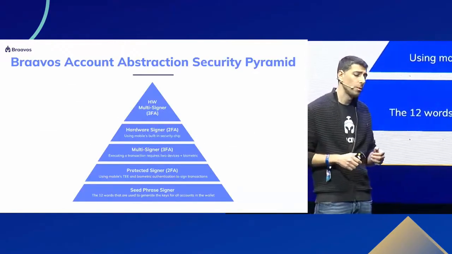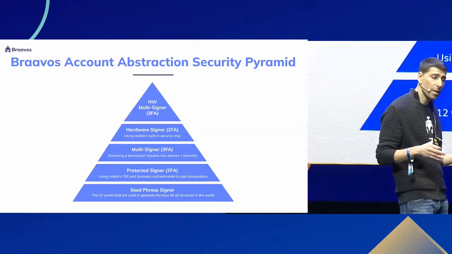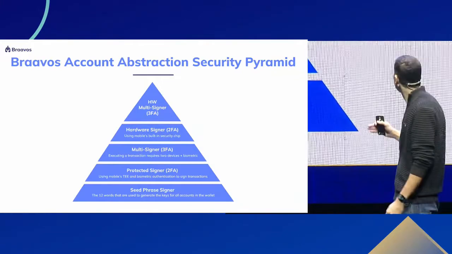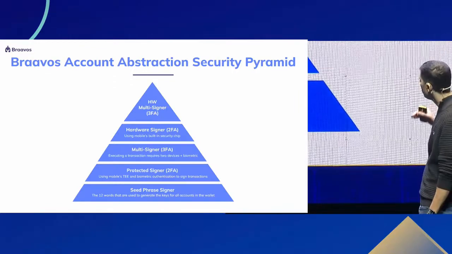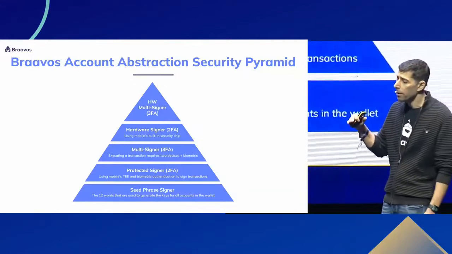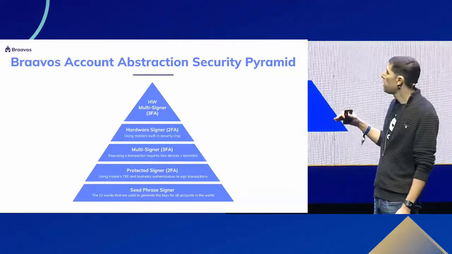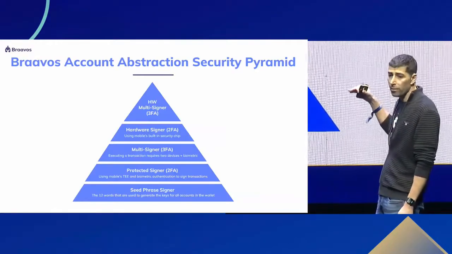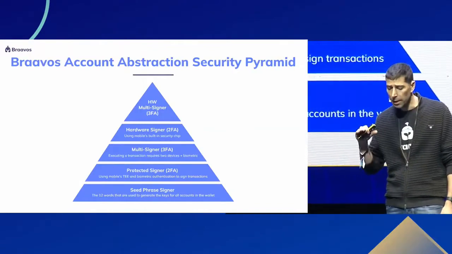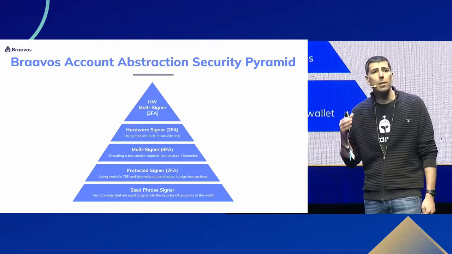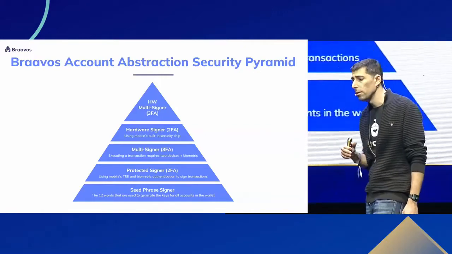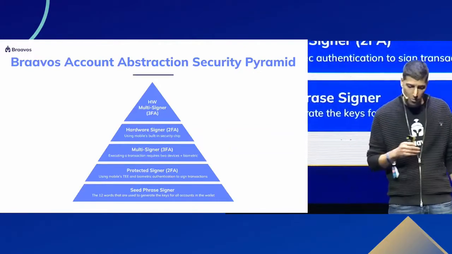And then that brings me to what we call at Braavos the account abstraction security pyramid. So if you see here, we have a security hierarchy. You can think of that as security measures that a user can decide to opt into. And as we go up the pyramid, the security becomes stronger and stronger. So at the most basic level, we have what we call the seed phrase signer. This is a key that is derived from the seed phrase. It's the notorious 12 words or 24 words that we all know and don't love so much.